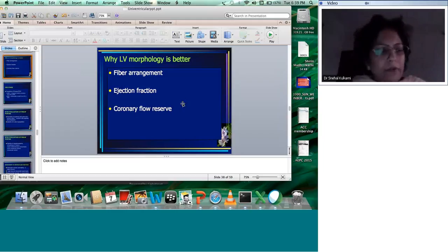One of the things I was trying to tell you is that when we try to assess the ventricle by echocardiography, we always feel that the left ventricle is a better ventricle than the right ventricle, mainly because its fiber arrangements are different.